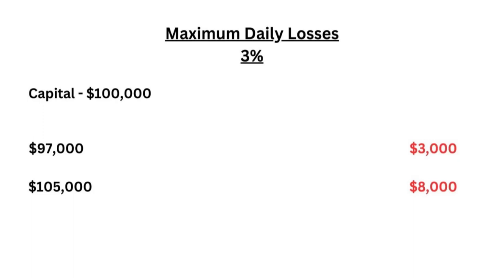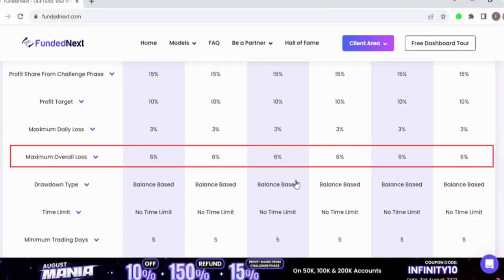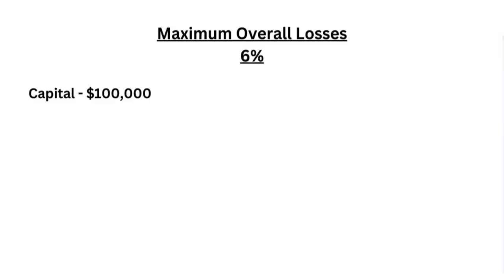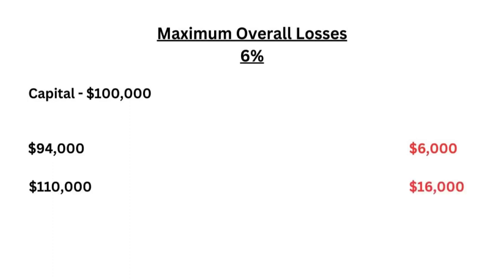And also let's go to what we have next. Maximum overall loss, which is 6%. So let's do our calculation right now on this. Maximum overall loss, which is 6%, with our capital, which is $100,000. So our capital is not expected to go below $94,000. And in another scenario where you have made a profit of $10,000 to our balance, you can lose up to $16,000. So that is very good.